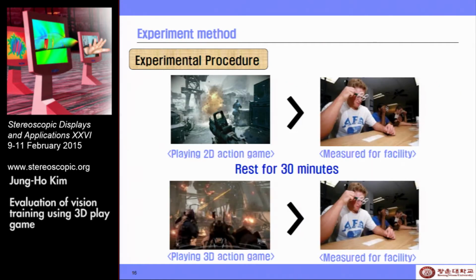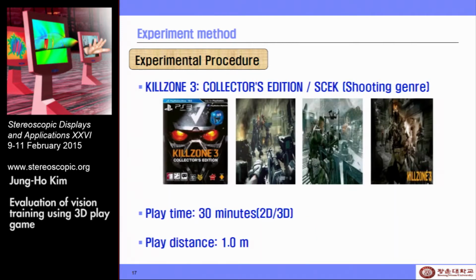First, they were measured for partiality after playing a 2D action game for less than 30 minutes. In the second session, they were measured for partiality after playing a 3D action game. They played the shooting action game Killzone 3, which is one of the 3D games. Playtime is 30 minutes, for 2D and 3D respectively. Play distance is 1 meter.